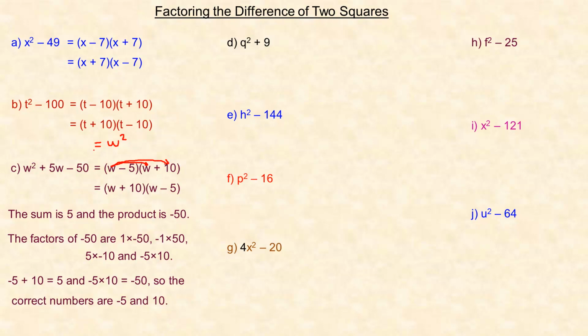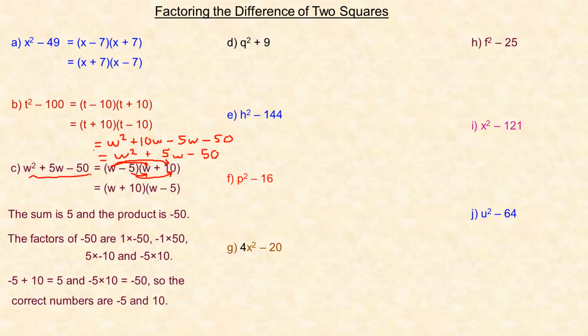The outer terms, the w and the 10, would add to 10w, and then the inner terms, that's the negative 5 times w, is minus 5w, and negative 5 times 10 is the negative 50. We have a couple of like terms in the middle here. 10w minus 5w would be 5w, so w squared at the beginning plus 5w minus the 50 gives us exactly what we started with, so it does check.